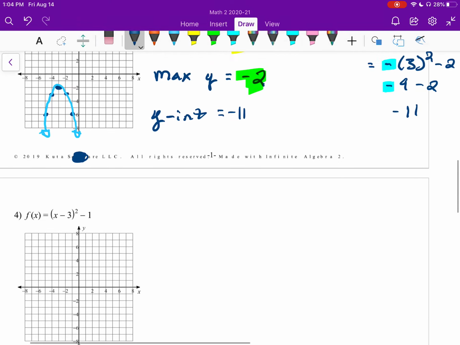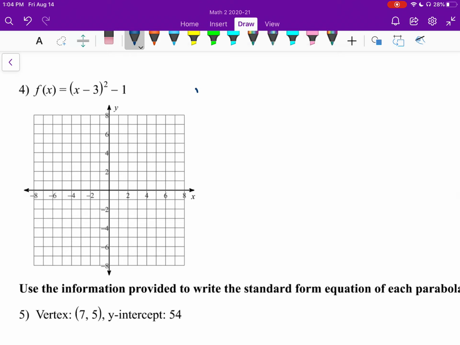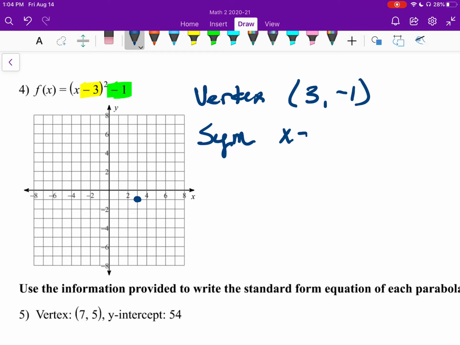Okay. Number 4. We'll start off with the vertex. We're going to have positive 3, negative 1. I'll put that on the graph. There we are. Next up, I'm going to have the axis of symmetry. That is x equals 3, because those 3's are all the same.